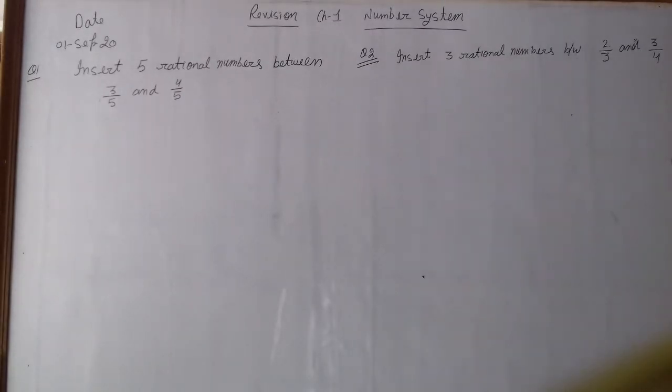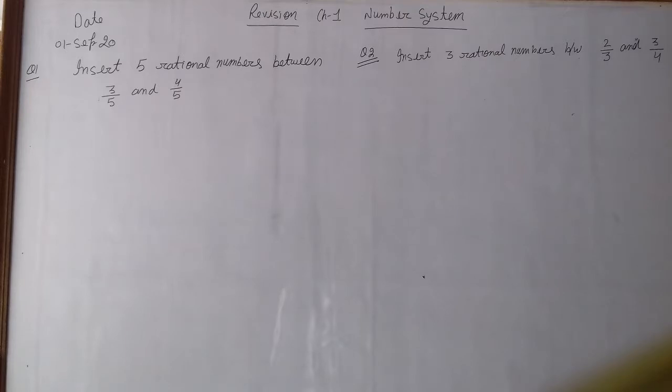Today we will discuss chapter 1 revision, number system. We have completed almost the chapter on quadrilaterals. Now we will start the revision of our previous questions.